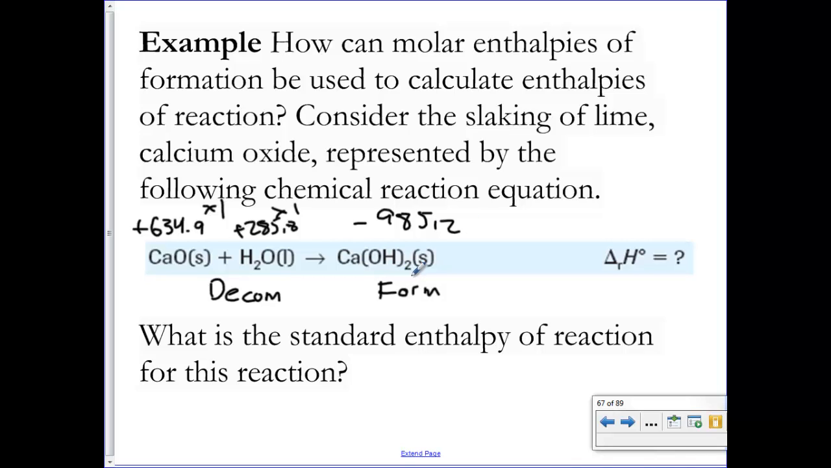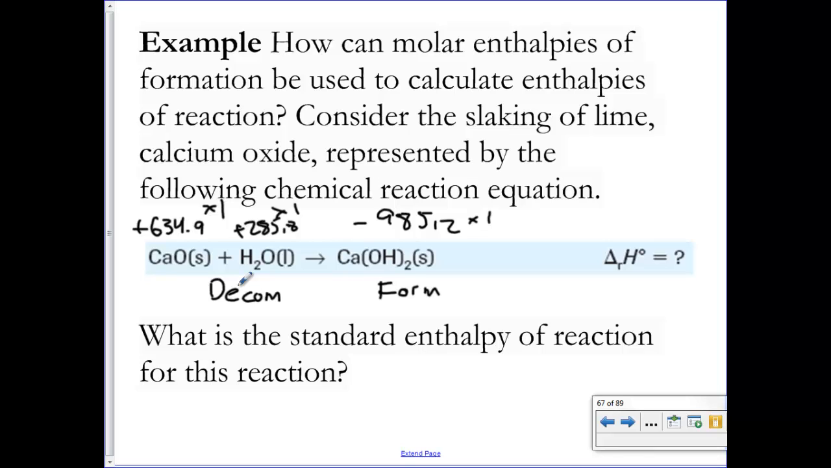So, basic rules: whatever the coefficients are, times by the coefficients. Products, don't do anything to. Just leave them alone. Reactants, flip. And then you just add it all together. Really? That's it. That's why I only have like 3 slides on this, because once you've done it 2 or 3 times, it's the same thing.